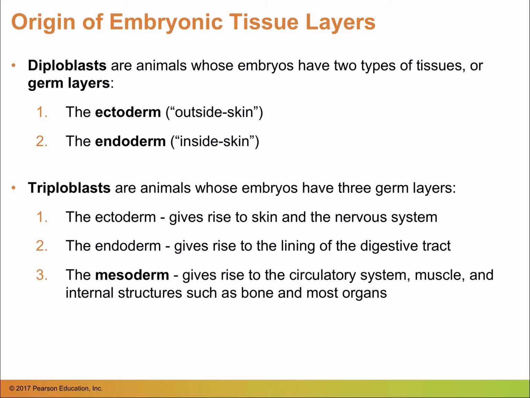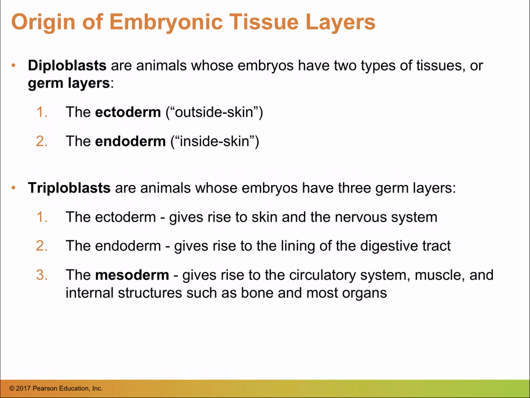So in some animals, simple animals, there's only 2 types of tissues, and those are called diploblasts, and literally diploblast means 2 buds. And there's some that have 3 layers that form, and those are triploblasts. So in the diploblasts, these early ones, you've got just 2 layers, the ectoderm and the endoderm. And the ectoderm is going to become the outer structures and the skin, and the endoderm is going to be all the inside lining.